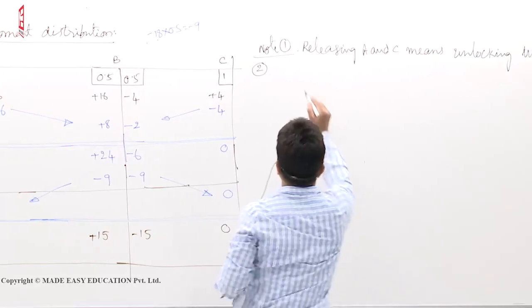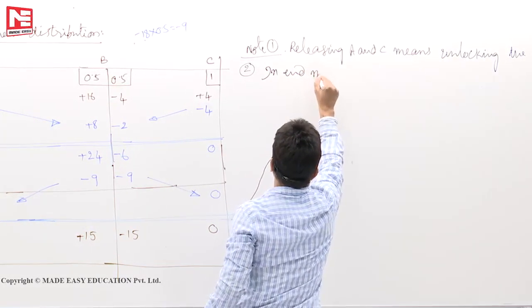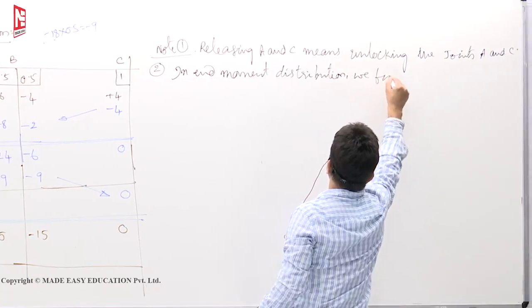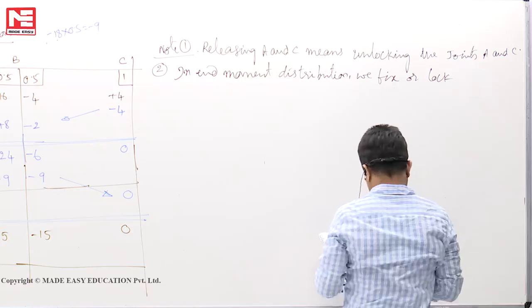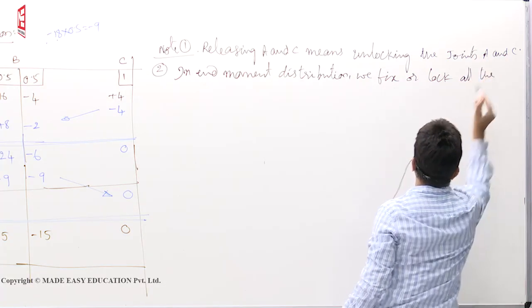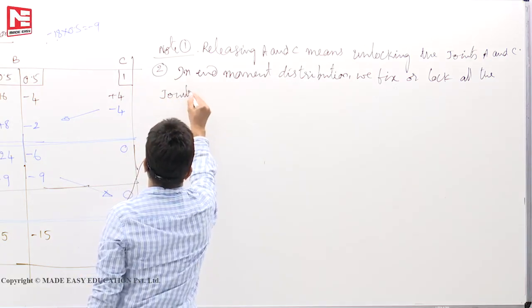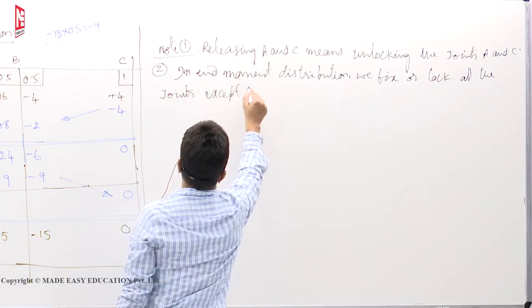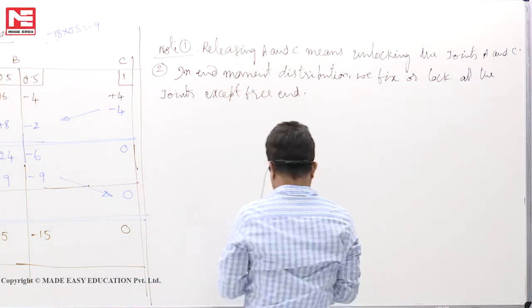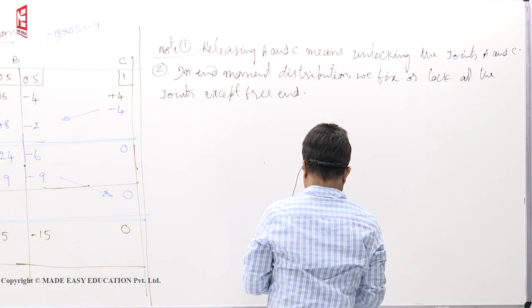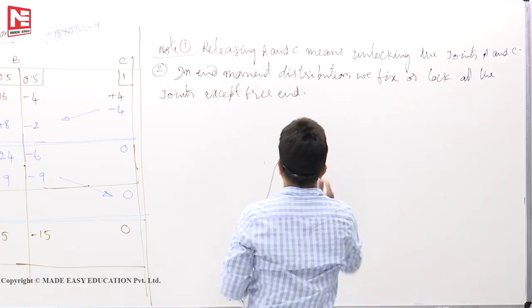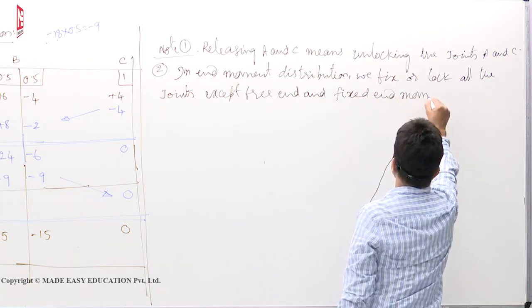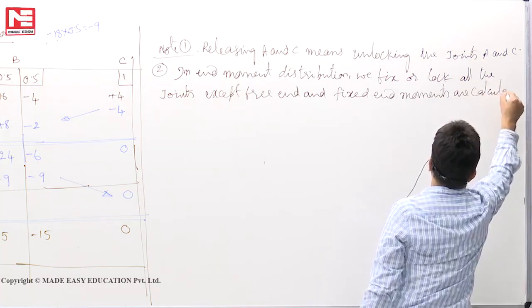Okay. So, in this entire process, I am writing in end moment distribution: we fix or lock all the joints except the free end, and fixed end moments are calculated.